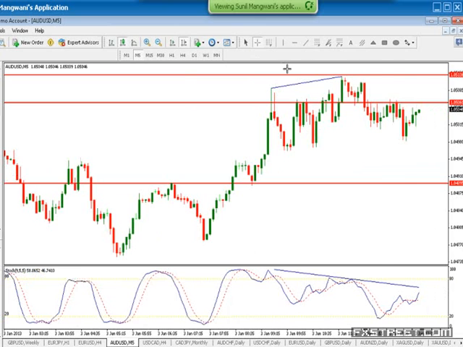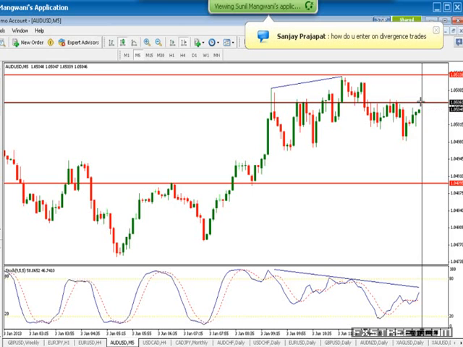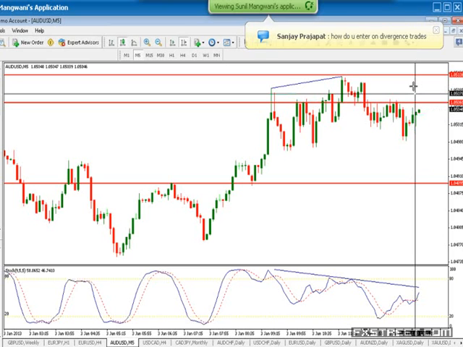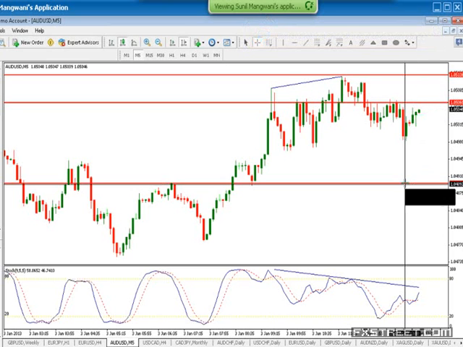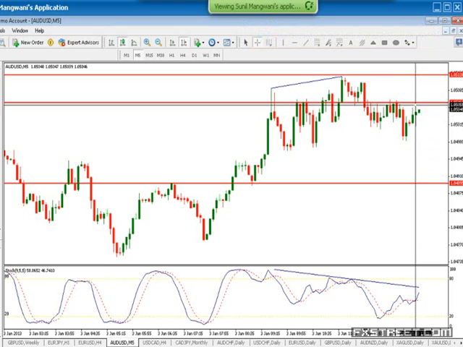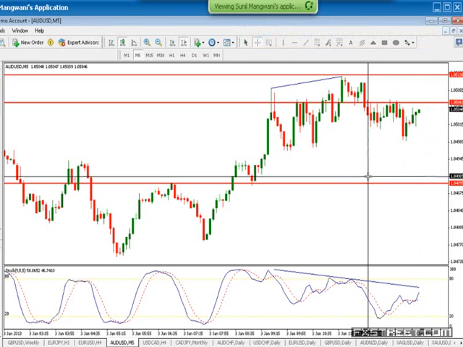Risk to reward ratio, first let's check 1:2. It definitely is. So I have a stop at 1.0511. My entry is at 1.0506, which is just about 5 points off the stop. Expected profit is to 1.0489, which is about 17 points. So the risk to reward ratio is definitely more than 1:2.